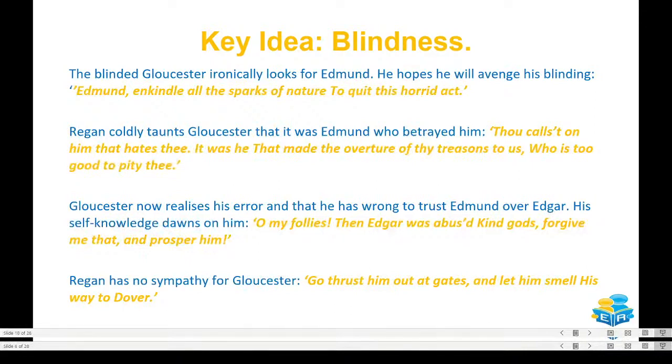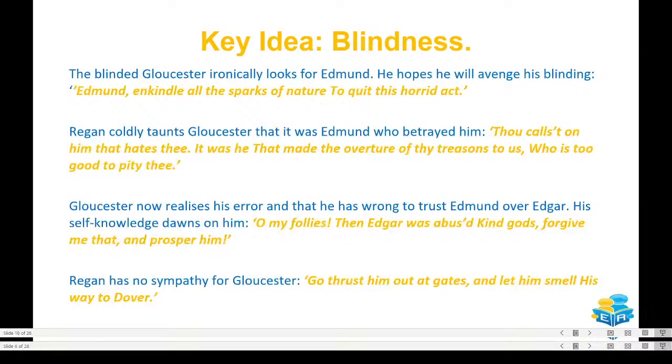Regan then coldly taunts Gloucester. So again, what we're seeing here, this woman has a history now of abusing and manipulating elderly men. "Thou callest on him that hates thee. It was he that made the overture of thy treasons to us, who is too good to pity thee." All right, so she takes pleasure in being, you stupid old man. Do you not realise it was him that got you into this position?